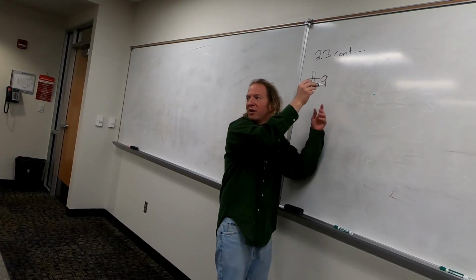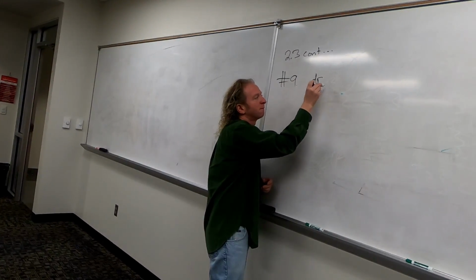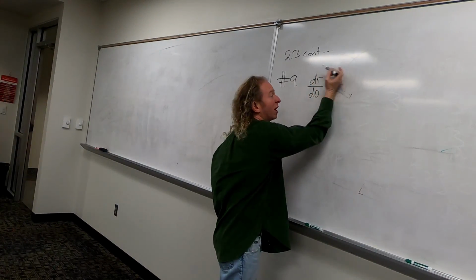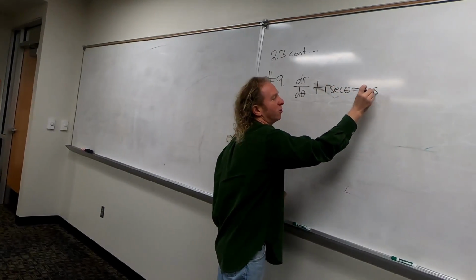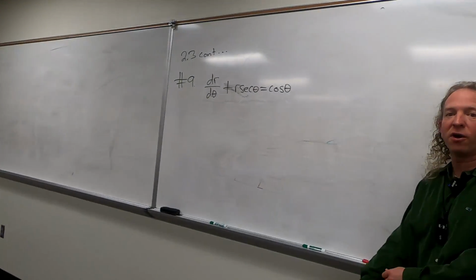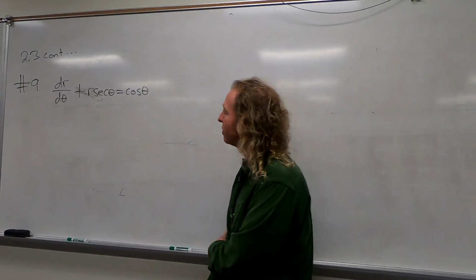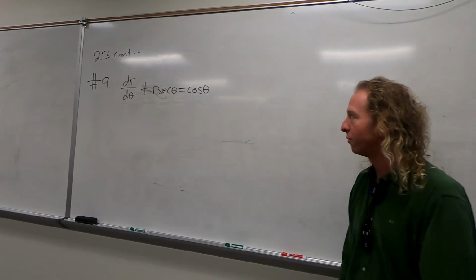So am I correct? And is it dr/dθ plus r secant θ equals cosine θ? Thank you. Perfect. And so we have to solve this for r. r is the unknown function we have to solve for.